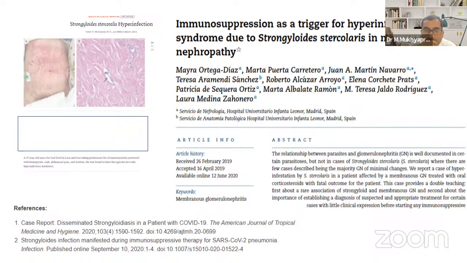Was he immunocompromised? We went through all the possibilities. There is T-cell immunity, CD4 was normal, immunoglobulin problems, all were normal. What he probably had was that when the corticosteroids were given, that was a trigger for this auto-infection.